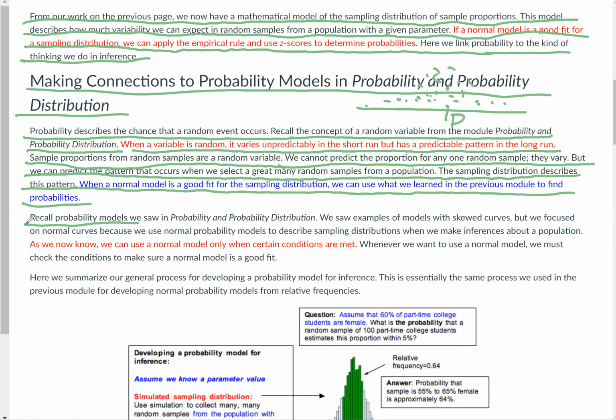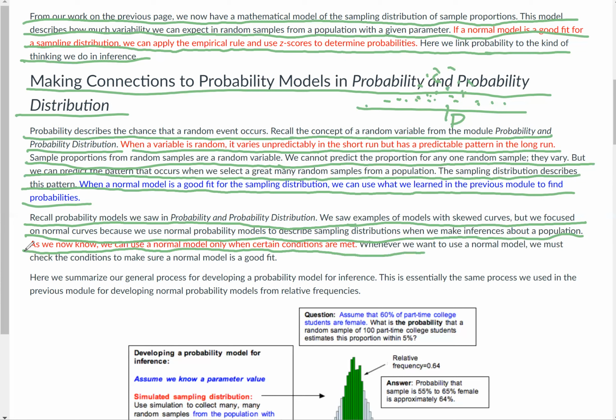Recall probability models we saw in probability and probability distribution. We saw examples of models with skewed curves, but we focused on normal curves because we use normal probability models to describe sampling distributions when we make inference about a population. As we now know, we can use a normal model only when certain conditions are met. Whenever we want to use a normal model, we must check the conditions to make sure a normal model is actually a good fit. Now we'll summarize our general process for developing a probability model for inference.